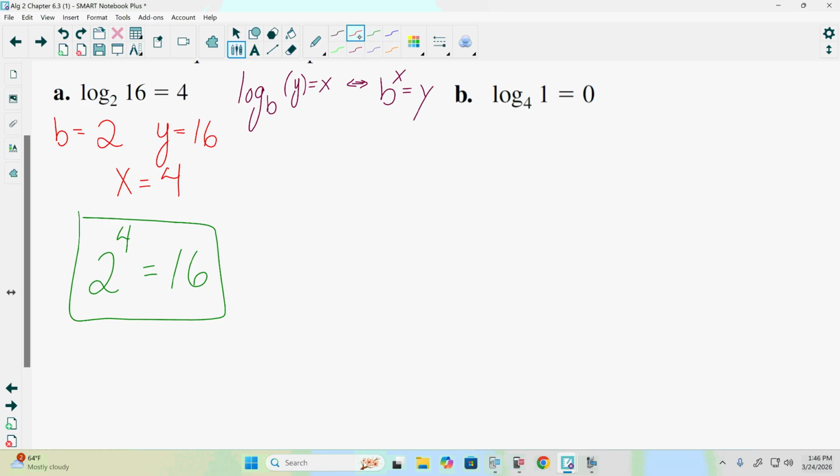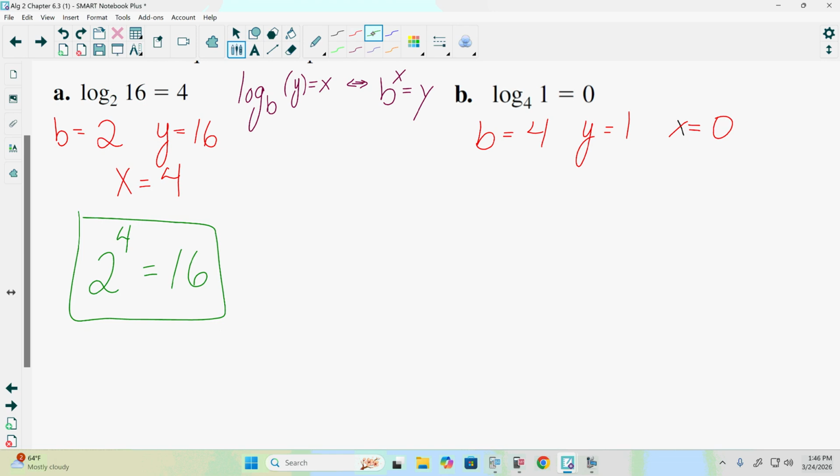We ready for B? Now we look at problem B. Again, log base b of y equals x if and only if b to the x is equal to y. That first statement's true only if the other one is true also. Now looking at this equation, what number is taking the place of our b? 4. So b is 4. Our y value is 1, and our x value is 0.